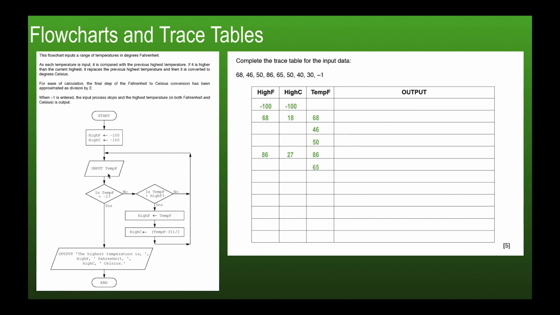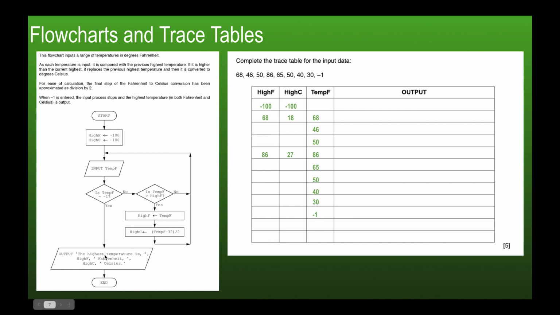Next number, 65. Is 65 equal to -1? No. Is 65 higher than 86? No. Back around, next number, 50. Is it equal to -1? No. Is it higher than 86? No. Next number, 40. Equal to -1? No. Higher than temp F? No. Next number, 30. Look how good we're getting at this. Input temp F, 30. Not equal to -1. Not higher than 86. Next number, -1. Hold on. Is temp F equal to -1? Yes, it is. That is our exit condition.